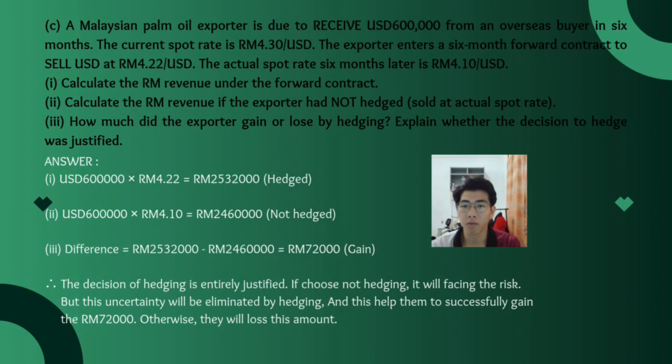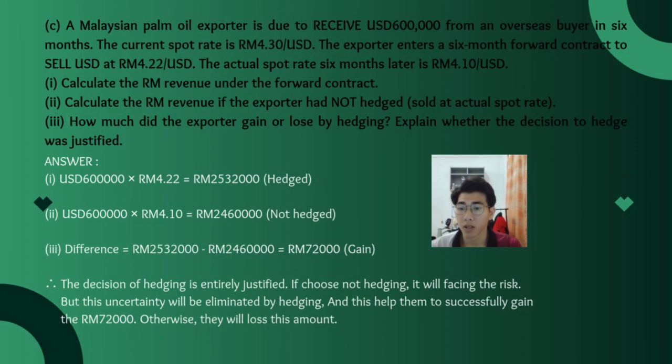One, calculate the RM revenue under the forward contract. Two, calculate the RM revenue if the exporter has no hedge. Three, how much did the exporter gain or lose by hedging? Explain whether the decision to hedge was justified.